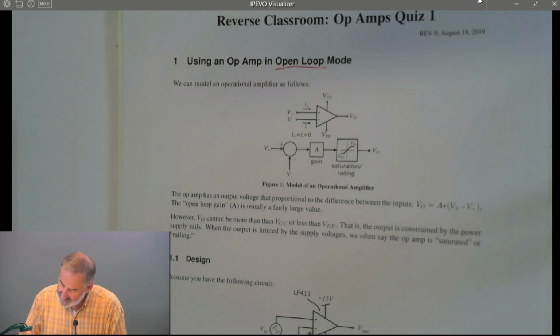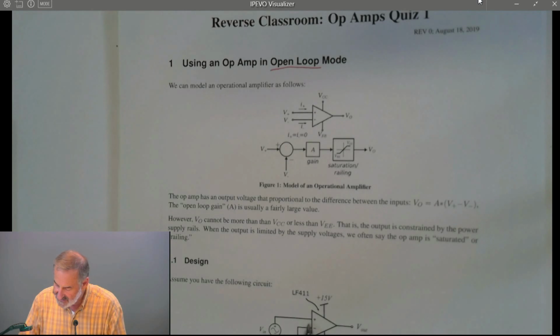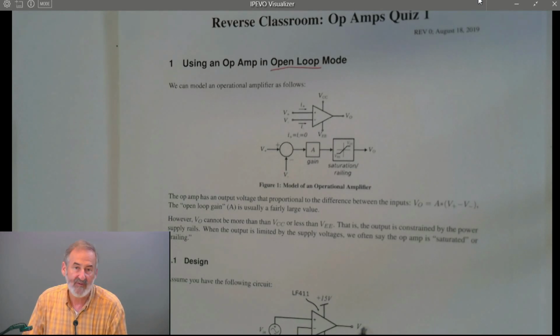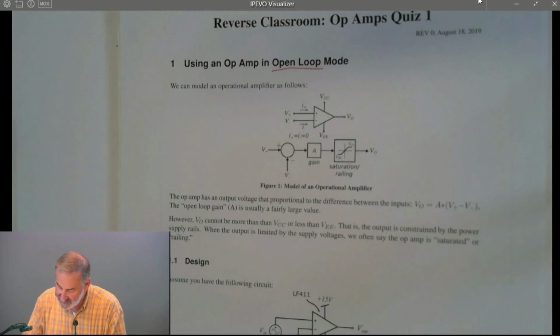We have a design where we've connected the negative input to ground, and we've connected some sort of voltage source generator to the positive input. And we want to know what maximum peak-to-peak input voltage we can apply without saturating or clipping. And that means without the output going above the 15 volts or below the minus 15 volts.